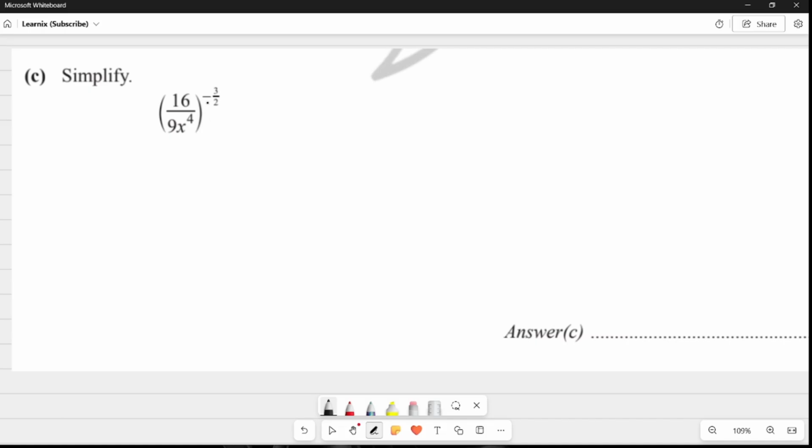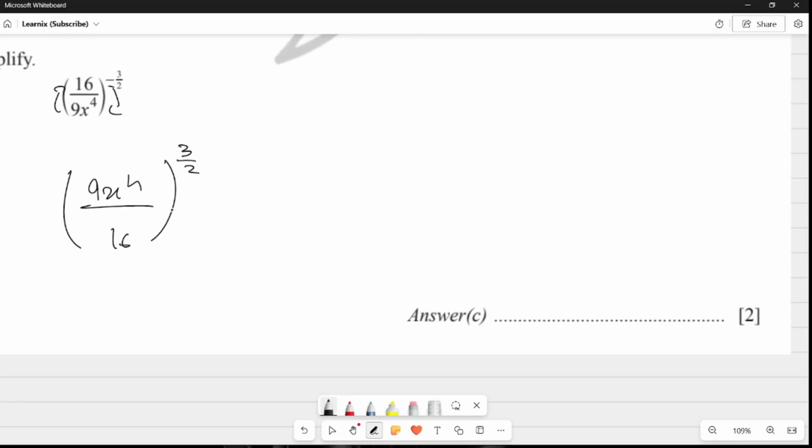All right. Again, same thing, negative indices. We're going to flip this, bring that down. We're going to have 9x to the power of 4 over 16 whole to the power of 3 over 2. Remember 3 over 2, what does that mean? We have the square root of the number cubed, right? So we're going to do that over here.